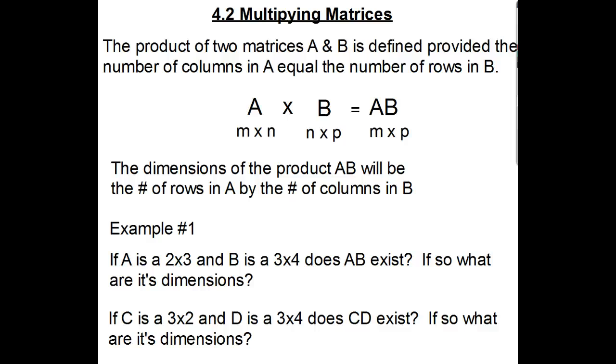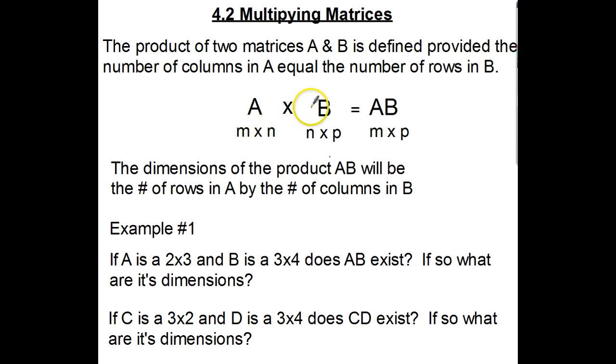Okay, we're going to talk now about 4.2, multiplying matrices. The product of two matrices A and B is defined provided the number of columns in A equals the number of rows in B. Here's A, and we usually put the dimensions of a matrix in the lower left-hand corner. A would have M rows and N columns.